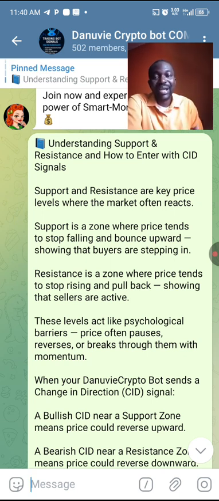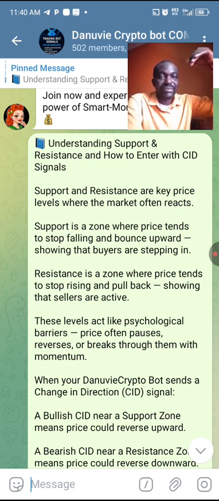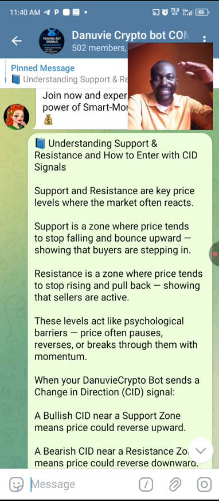Resistance is a zone where price tends to stop rising and pull back, showing that sellers are active. Like I said with support, when prices are going up and it gets to a level and it doesn't break that level and begins to come back down, that level has been identified as a resistance level.